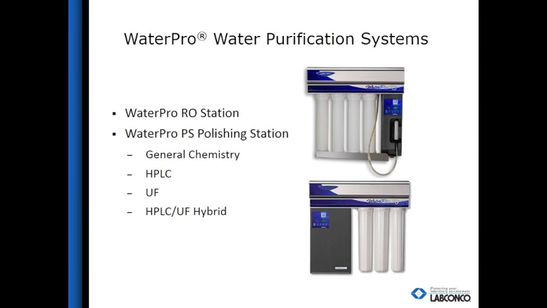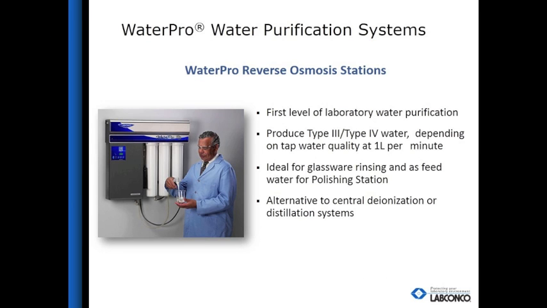As I mentioned earlier, Labconco's water purification products can be divided into 2 categories: the WaterPro RO station and the WaterPro PS polishing station. The RO station delivers semi-pure water for routine lab use or for further purification by a polishing station. Its internal reservoir holds 17 liters of water and dispenses up to 8.7 liters per minute from the tank. When the reservoir is empty, the RO station typically dispenses water at a rate of 1 liter per minute. This is the on-demand RO water purification rate.